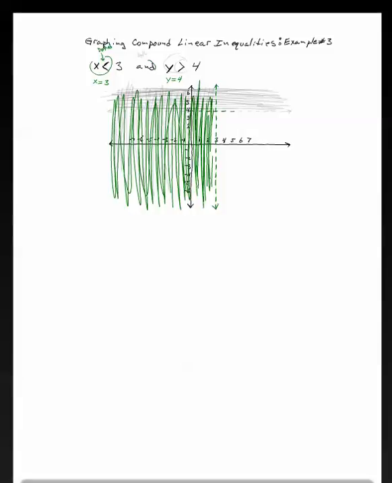I'm using a dashed line once again because it says y is strictly greater. If it were greater than or equal to, I would use a solid line, but it's not. So strict inequalities get dashed lines. Alright. Now it says y is greater, which means I need to shade above the line.